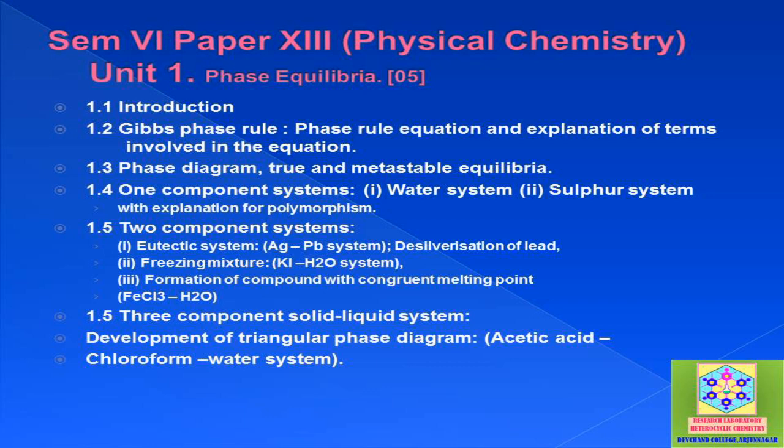like water system and sulfur system, two-component systems like silver lead system, KI water system and ferric chloride water system, and at the end of the topic we are going to discuss the three-component solid liquid system with the help of development of triangular phase diagram. The example is acetic acid, chloroform and water system.